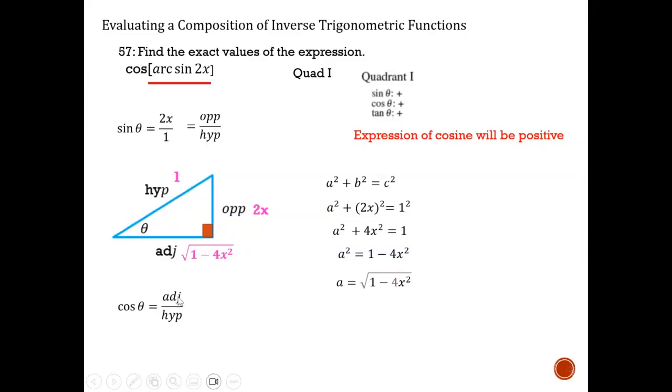Okay. Now we're looking for the cosine. The cosine is adjacent over hypotenuse. So it's going to give us the square root of 1 minus 4x squared over 1, which will give us the square root of 1 minus 4x squared. That's your result. Okay.